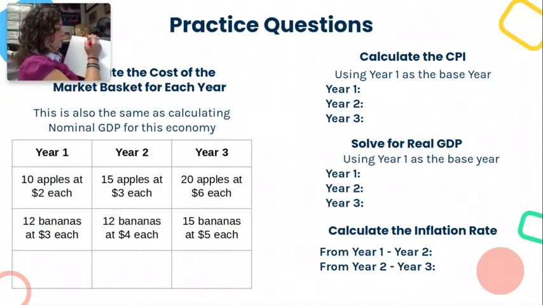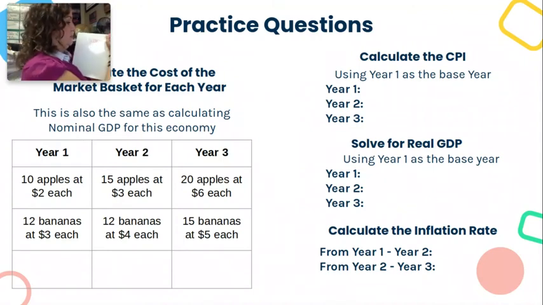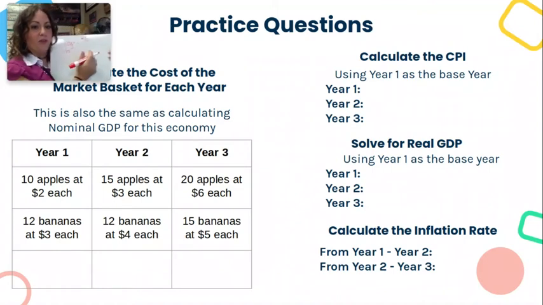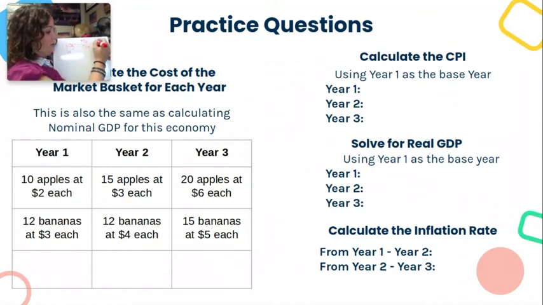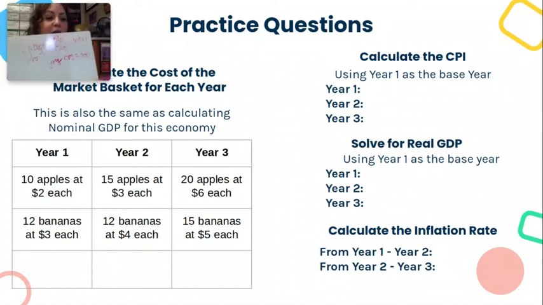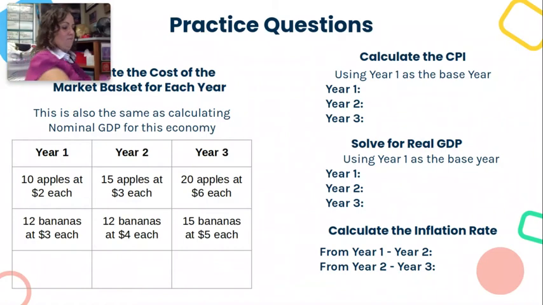Okay, so in year one for CPI, you're going to use the year one market basket in the numerator, which was 56, divided by the base year market basket, which was also 56, because that's the same year, times 100. Well, 56 divided by 56 is 1, times 100 is 100. So the year one CPI is going to be 100. And I also know that didn't require any math because the base year CPI is always 100. That's what makes it the base year, that we're converting everything into that year's prices.